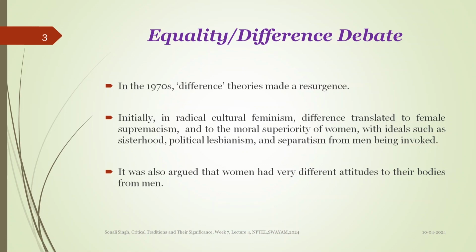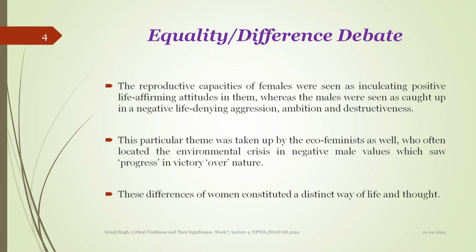It was also argued that women had very different attributes in their bodies from men. So it was not only at the level of ideas or qualities, but also in terms of their body. It was argued they had completely different attitudes with respect to their bodies than men. The reproductive capacities of females were seen as inculcating positive, life-affirming attitudes in them, whereas males were seen as caught up in negative, life-denying aggression, ambition and destructiveness.